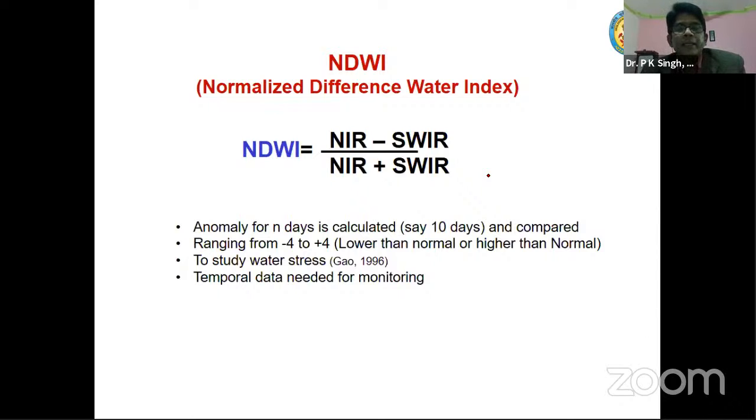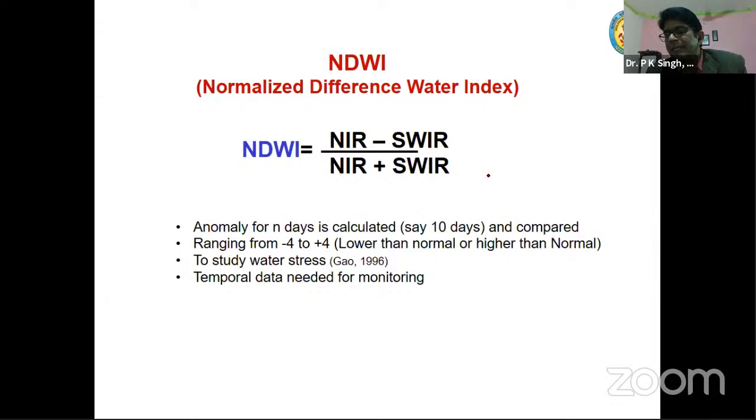So that is called NIR minus short wave infrared divided by NIR plus short wave infrared. Anomaly for N days is calculated, say 10 days, and compared. Actually, this NDWI is calculated temporally, say every 10 days. So every 10 days, if you have to monitor a particular region, you will be calculating this NDWI.